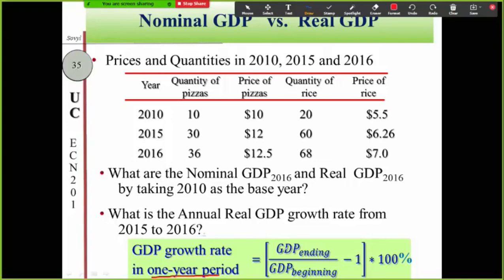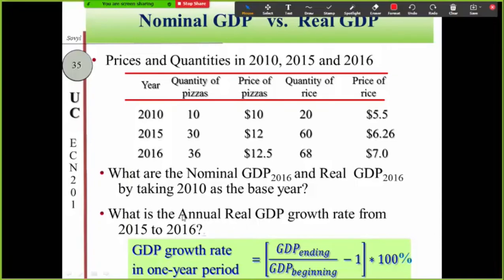So again, in order to find the growth rate for a 1 year period, 1 month period, 1 semester period, or 1 quarter period, you need to take the thing that you study, ending divided by beginning, minus 1, multiplied by 100%. Why 100%? Because this is a growth rate. Growth rate must be a percentage.